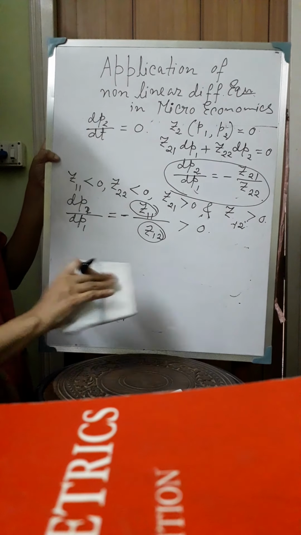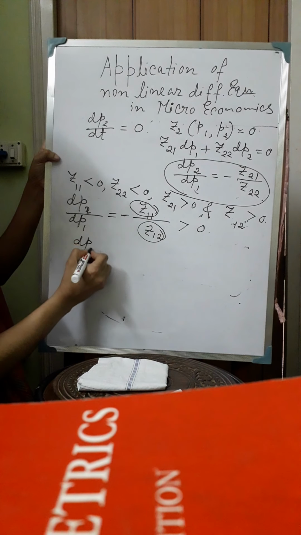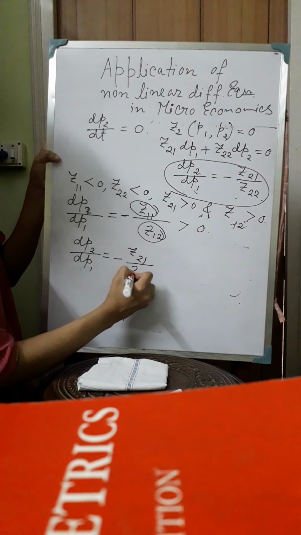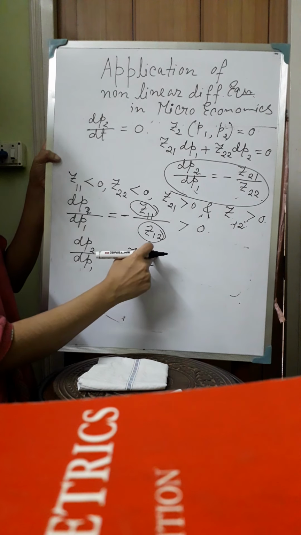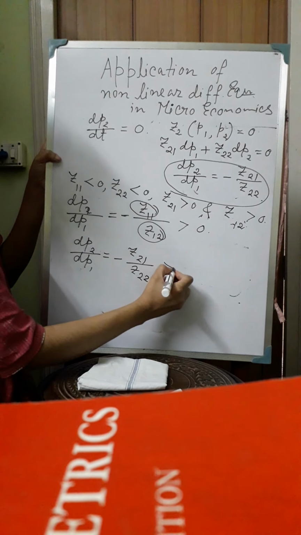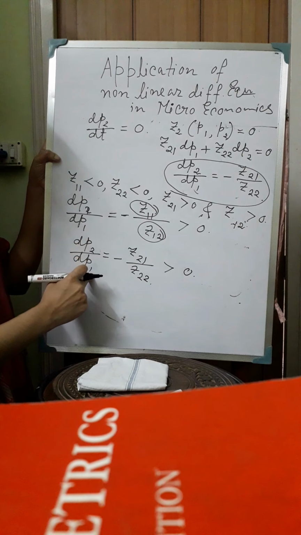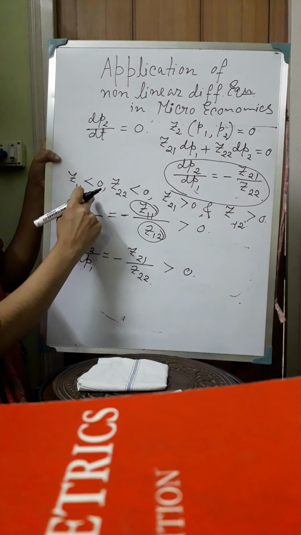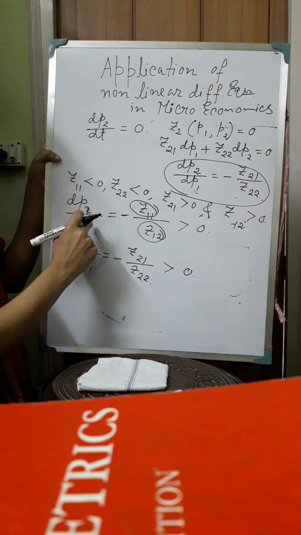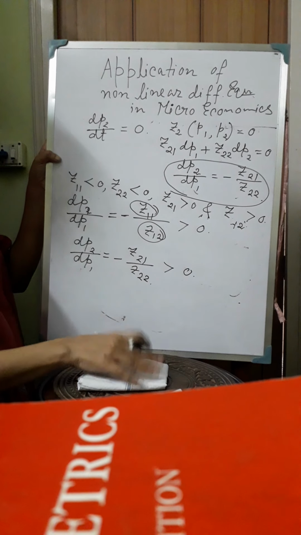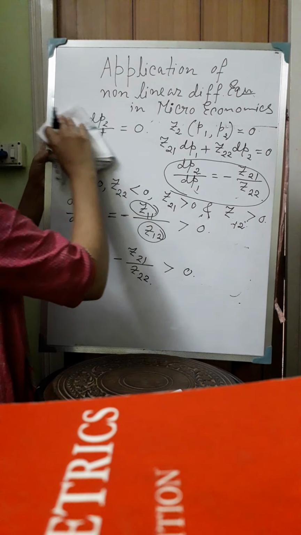Now consider market 2. From market 2 we are getting dP2/dP1 is equal to minus Z21/Z22. Now by assumption Z21 is greater than 0, Z22 is less than 0, and there is a negative sign here. So dP2/dP1 for market 2 is greater than 0. So for both the markets, the slope of the curve showing change in price of commodity 2 with respect to change in price of commodity 1 is greater than 0. So both the curves are positively sloped.